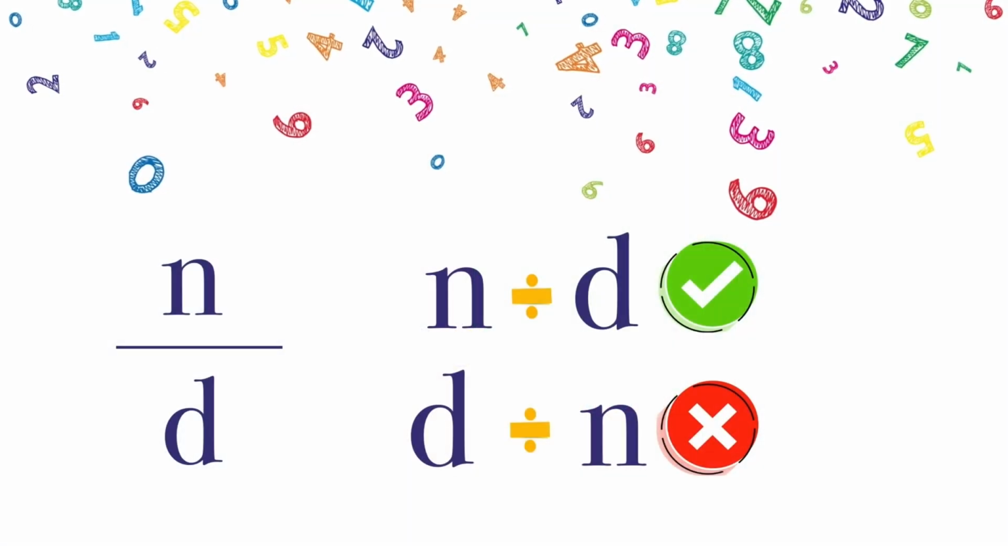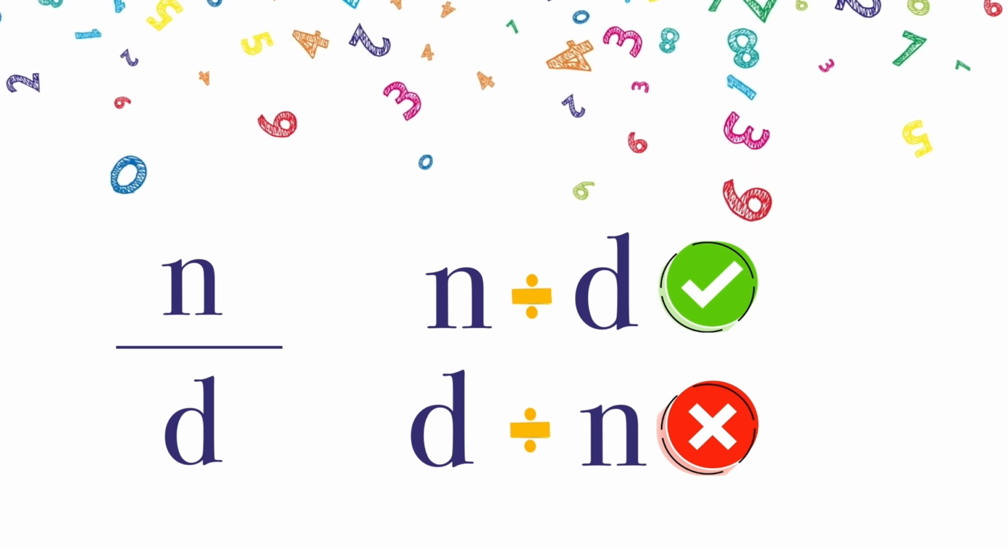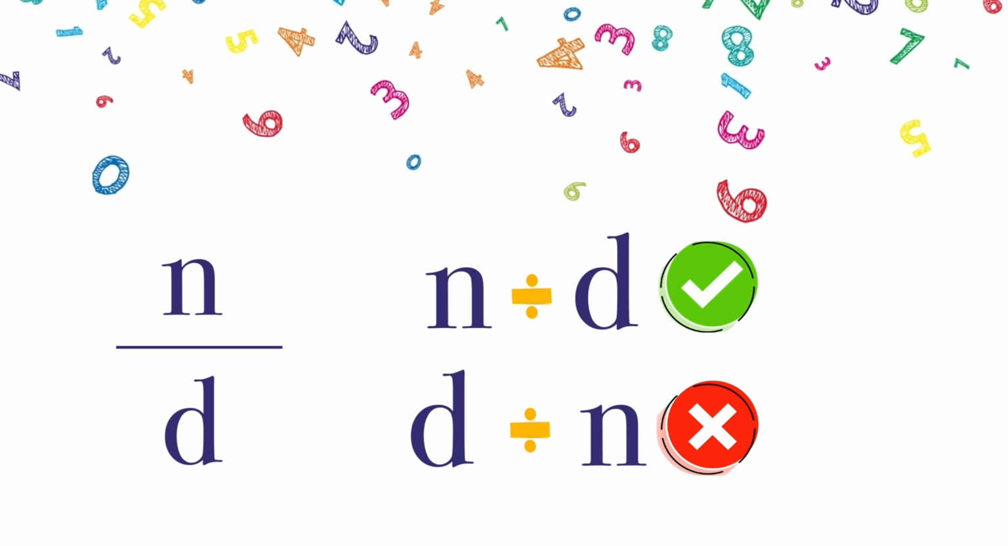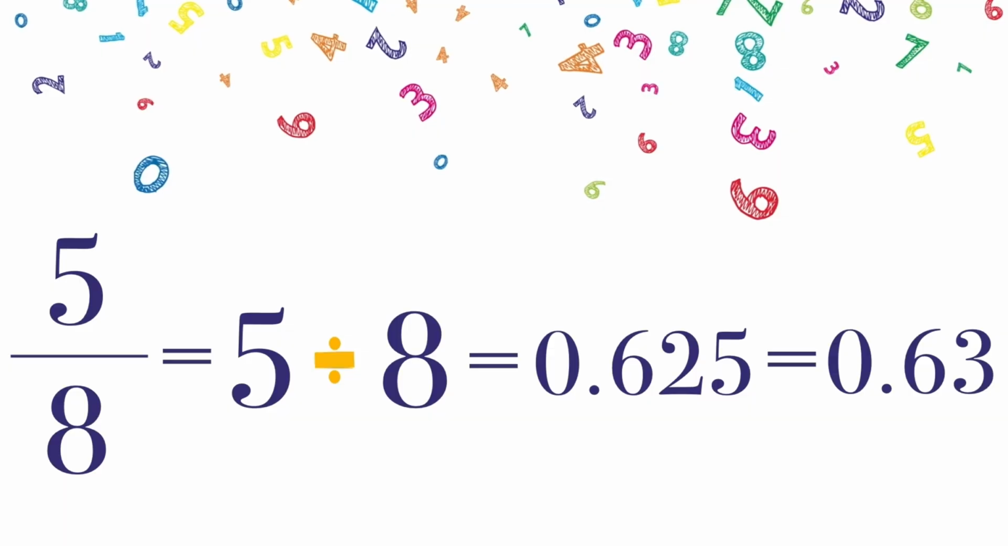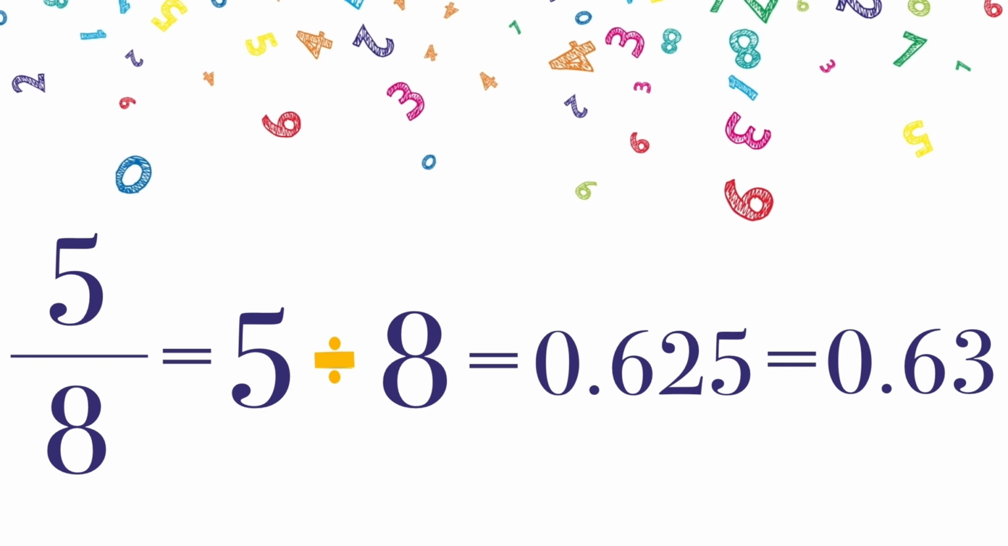All you have to do is divide the numerator by the denominator because remember, the fraction bar signals the division operation. Just be careful to divide the numerator by the denominator and not the other way around. Using your calculator, 5 divided by 8 results in the decimal 0.625. After rounding, we end up with 0.63.